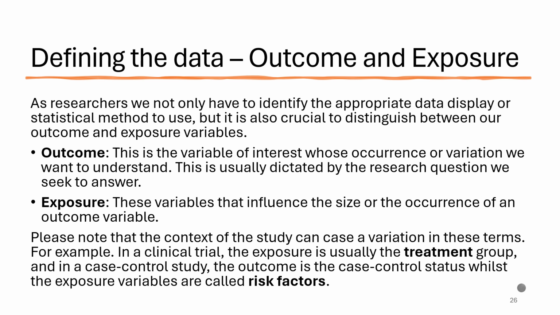So we're trying to map the effect between the exposure and the outcome, which is whether smoking causes lung cancer. Right? Please note that the context of the study can cause a variation in these terminologies. For example, in a clinical trial, the exposure is usually called a treatment group. In a case control study, the outcome is the case control status itself, right? So the outcome is the case, and the case controls are whether they are positive or negative, right? And finally, in this last study, the exposure variables are called risk factors.